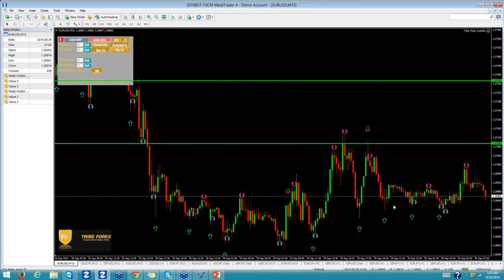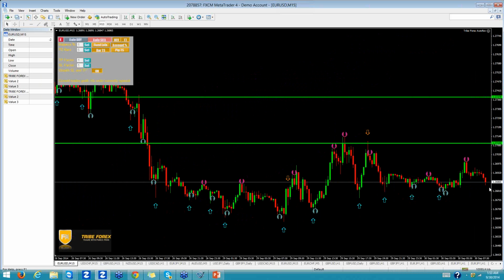Although, of course, we have measures in place. We have 10.5 pips minimum there, so it would be slightly above that. So we have to reach 10.5 pips on the lower side too.